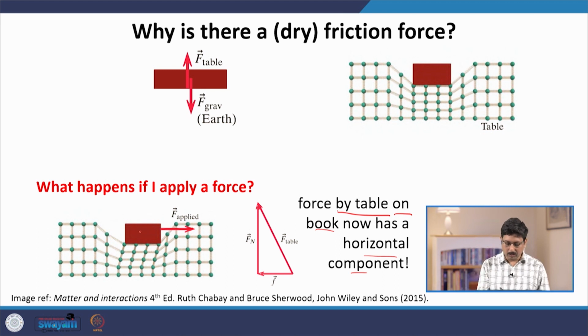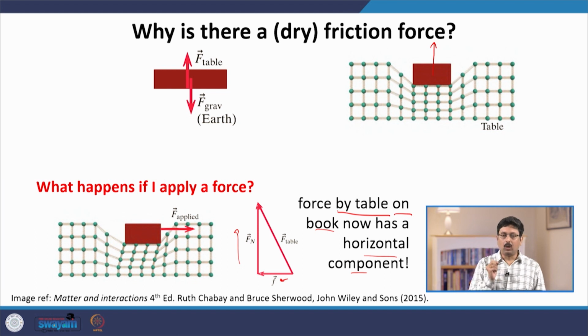And so, the contact force now has two components. To contrast, in the previous case, when the book is simply at rest without any external force, the contact force has only a normal component, which is normal to the surface of the table. Now, because the nature of deformation is different, it has a horizontal component as well as a normal component.